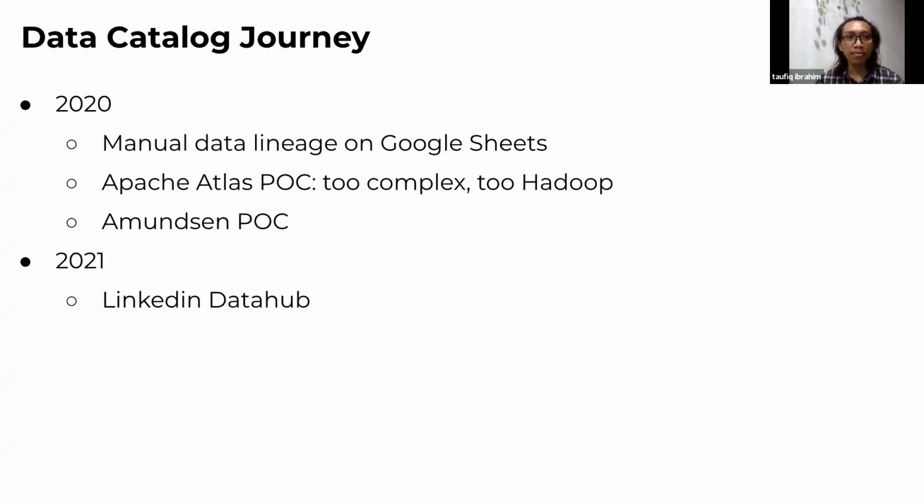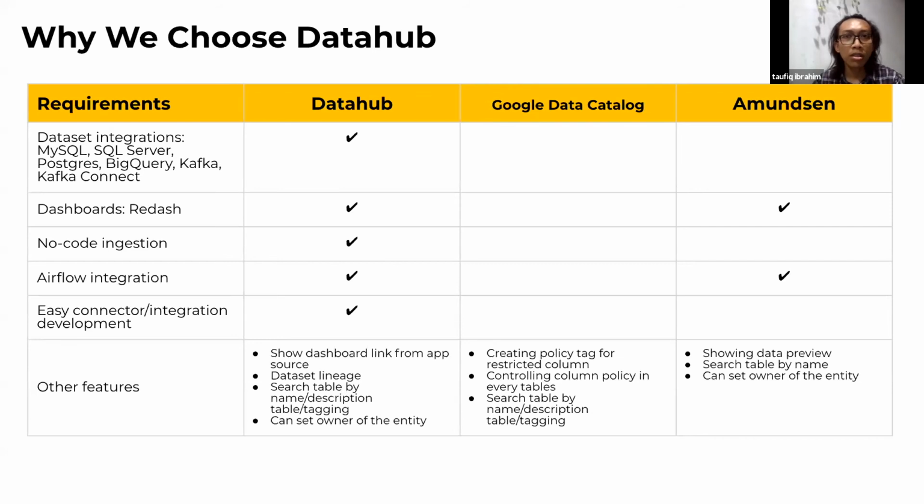Next. So these are some reasons why we chose DataHub. Mostly because DataHub pretty much matches our data set, like Kafka Connect, BigQuery and Kafka, because DataHub uses Kafka a lot, right? So it really matched our requirement. And then the no-code ingestion, the YAML recipes, is really helpful for us. The development of the source connector and sink connector is really helpful, and the documentation was really helpful.